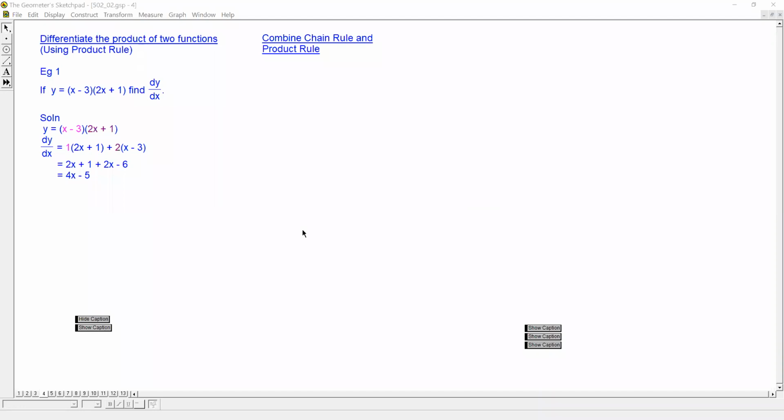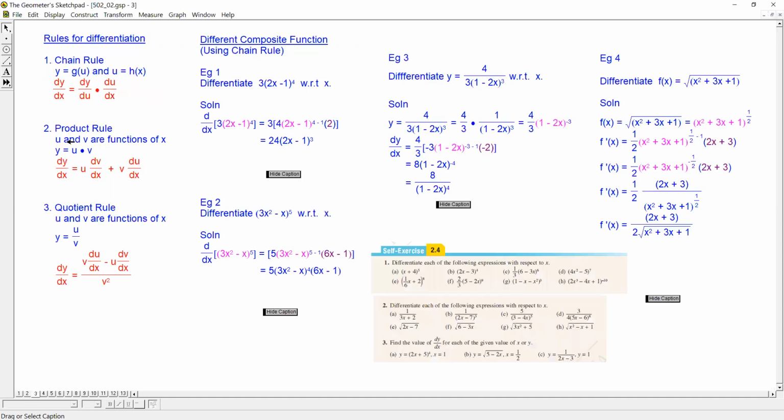Okay, now product rule, the first function, I use pink color. The second function, I use purple color. So how to use the product rule and what is the product rule? The product rule is like this. dy dx equals u dv dx plus v du dx.